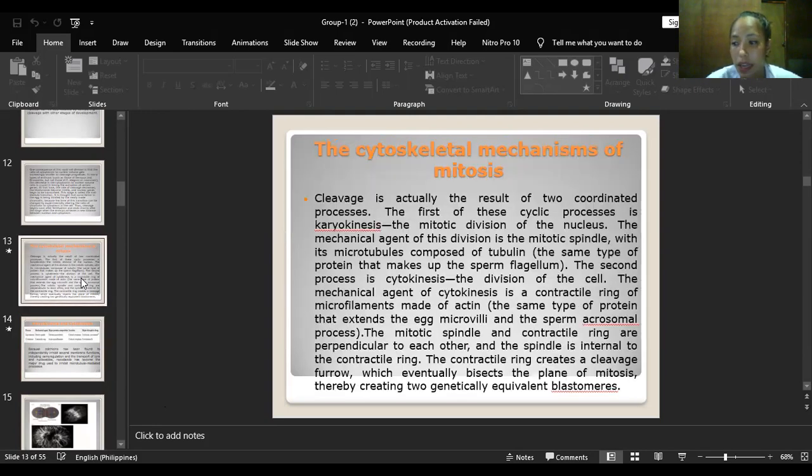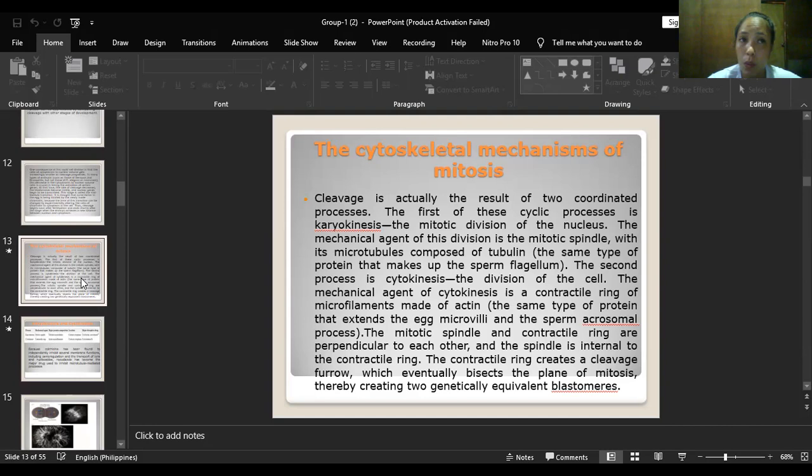Let's start off with the cleavage. The cleavage and the blastula stage are said to be the initial growth stages of multicellular organisms, which actually start with the zygote cell. It then undergoes fast cell division to form the initial cell cluster, what we call the blastula. This rapid division of cells is known as the process of cleavage.